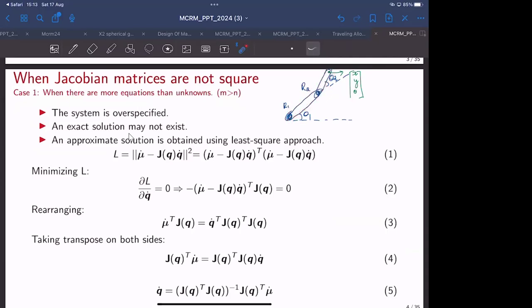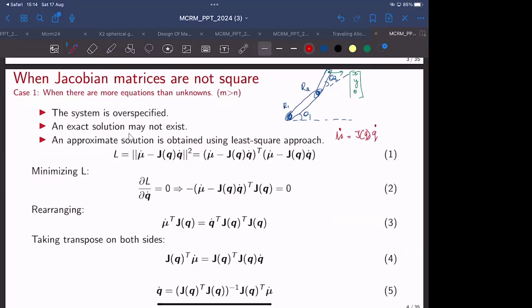So now what will happen? The forward mapping would be something like this. Mu dot would be J of Q. I'll write this with a different color so that it can stand out. Mu dot would be J of Q times Q dot.